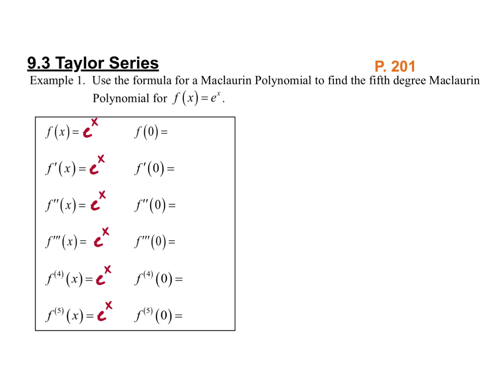Anyway, all right. Since it's a Maclaurin and I'm finding it centered at 0, e to the 0 and all of these is just 1. So in this case, e to the x is a polynomial you're going to need to know, and it's the easiest one out of the ones you need to know. Okay, so I start off with f of x.